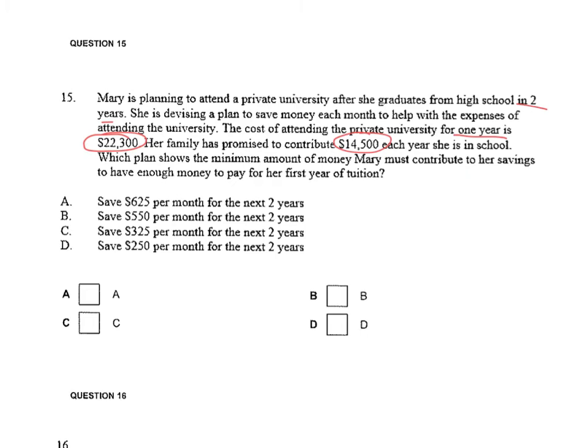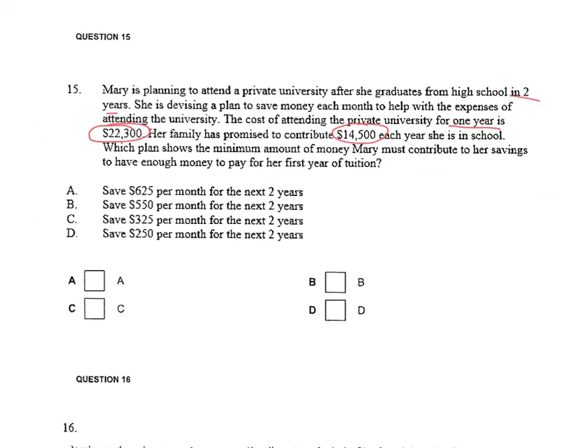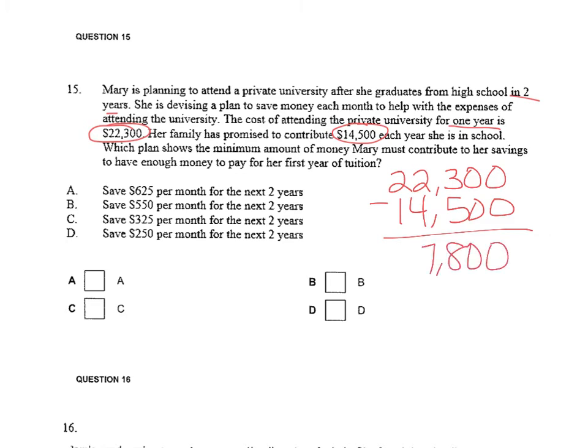This question is actually not on your test, but it's good to know how to do it anyway. Okay, so this is the cost of her tuition, right? That's how much it costs for the year. Her family's going to pay this much. So we're going to subtract that because we need to know how much she's actually going to pay. She's not going to pay the whole total because her parents already said they were going to pay $14,500. Okay, so we're left with $7,800.